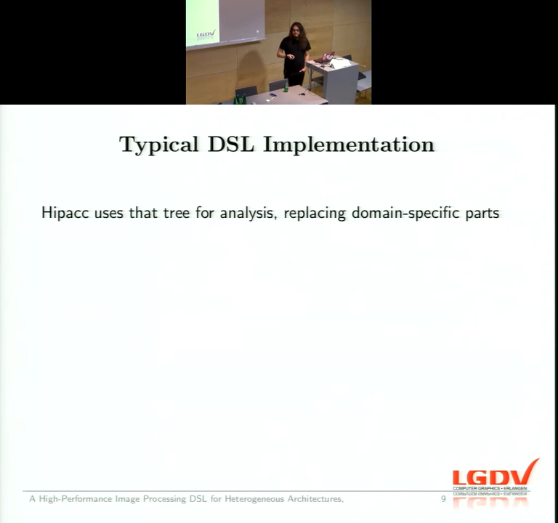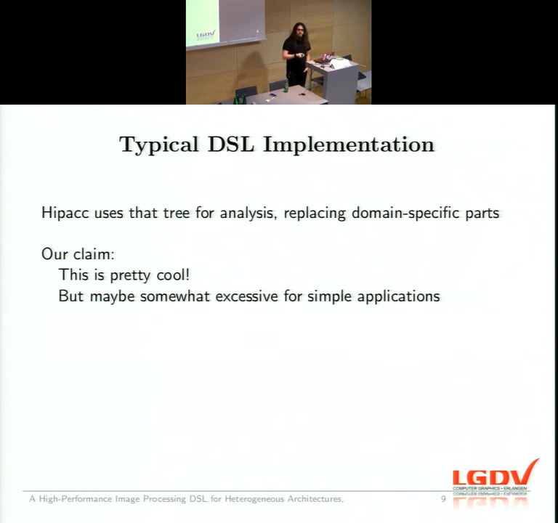HiPAC uses that tree for analysis. For example, they try to find this kernel class, and then they substitute different code for it. So they analyze the tree, and then they substitute parts of it. They go to great pains not to have to change the front end, because, I mean, who wants to change the Clang C++ parser front end? It's probably the gateway to hell, just because of C++.